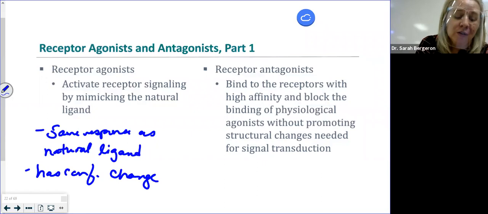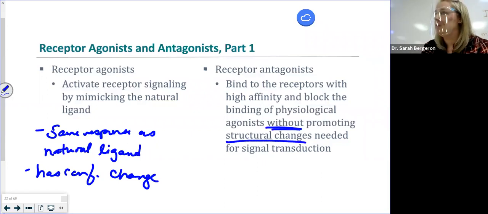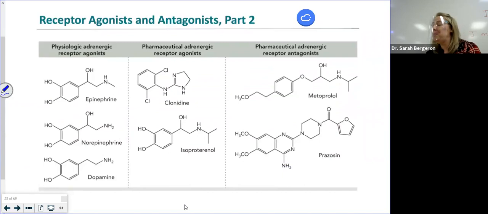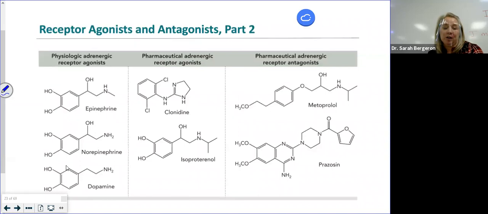This is without structural changes, right? So that we can actually take advantage of being able to hijack these processes in the body. So here are some examples, right, of natural substrates for our beta-2 adrenergic receptor. We have epinephrine, norepinephrine, and we have dopamine. All three of these will bind to that receptor.